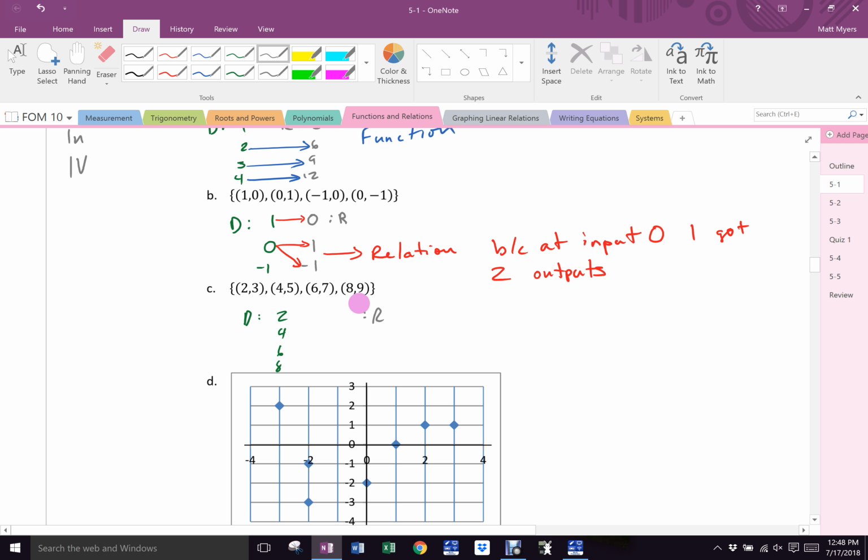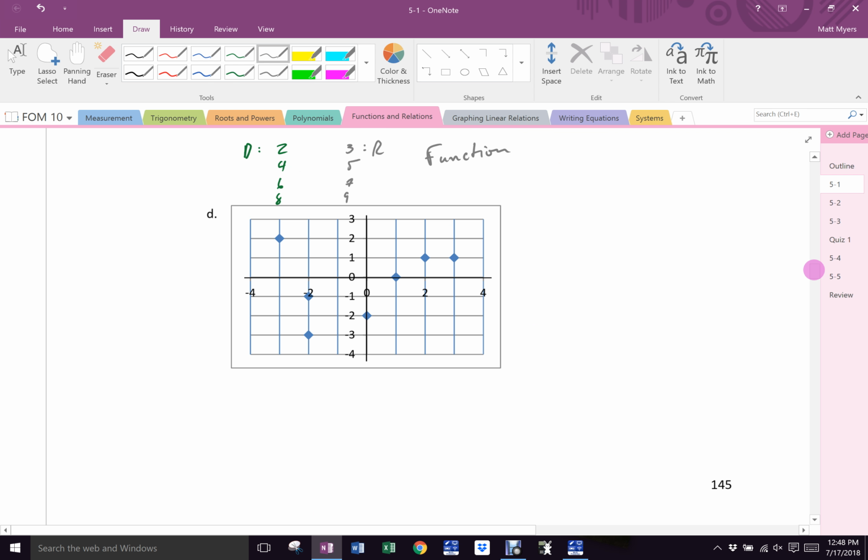What's the range? 3, 5, 7, 9. Function or relation? Function. All right. What's different about D? It's points on a graph, right? But every point on a graph is made up of what? And 2 numbers. One is X, which is an independent variable, and one is Y, which is a dependent variable.